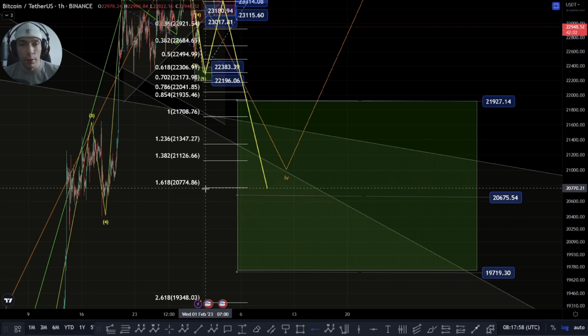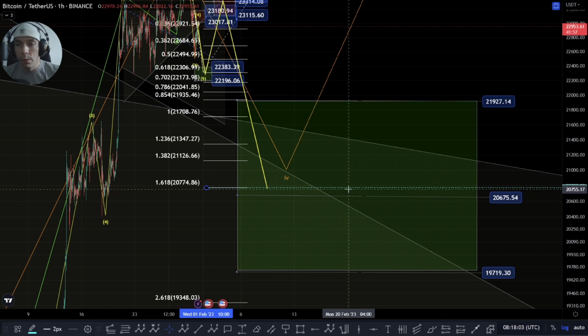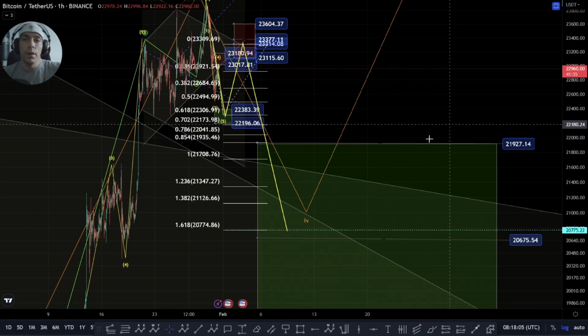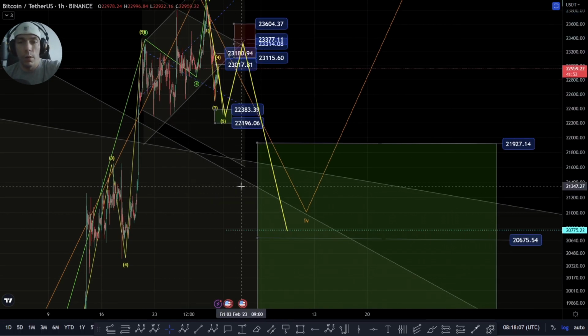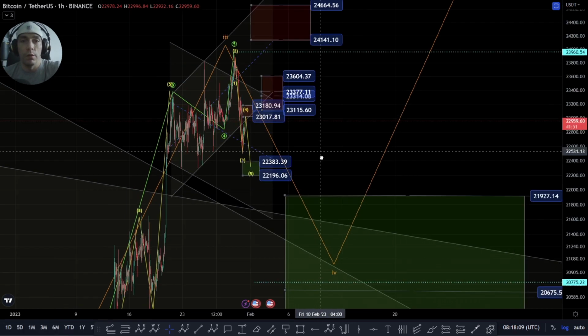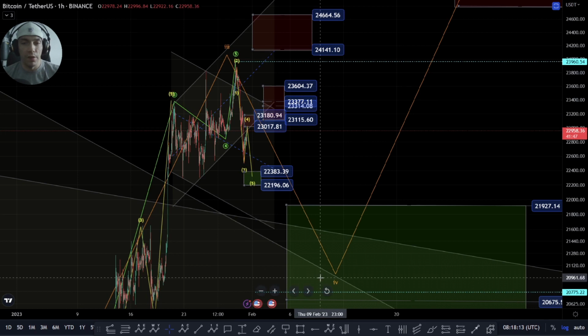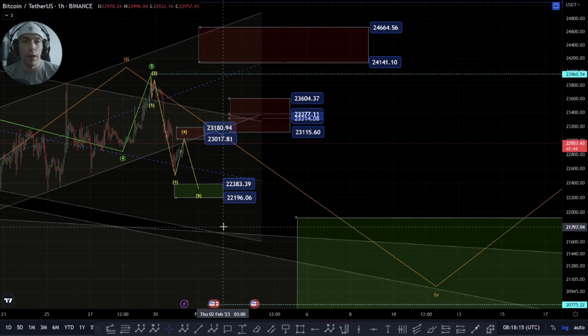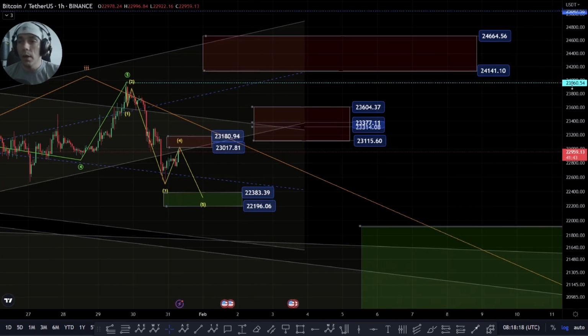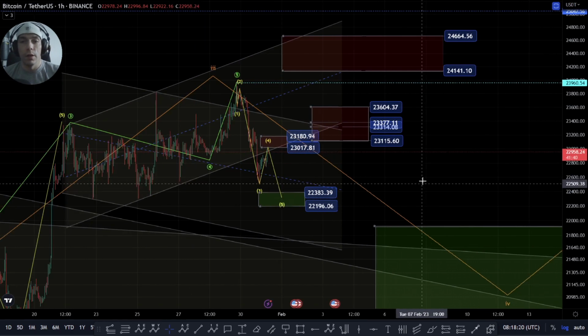I'm actually going to mark it up. This 20,774. That could be an area that if we cross, we get a bigger 5-wave move to the downside. But until we actually have validation of that, I am just anticipating a zigzag, but we will have to see what happens here. Like I said, moving back above this 23,960 would actually invalidate this.